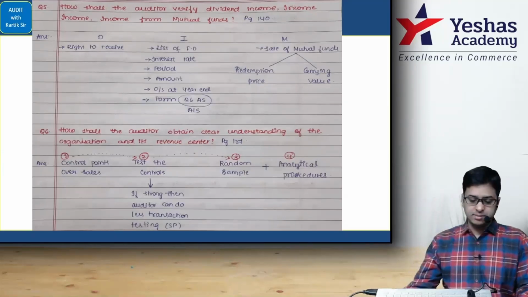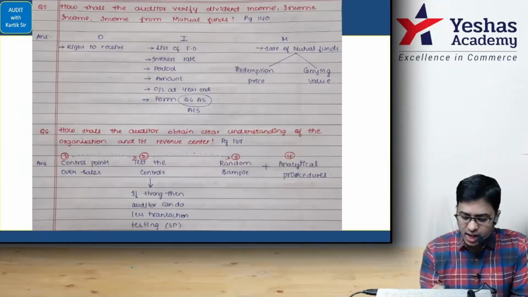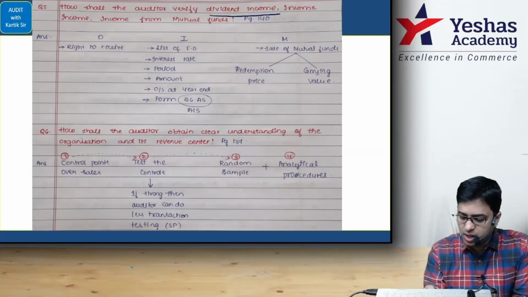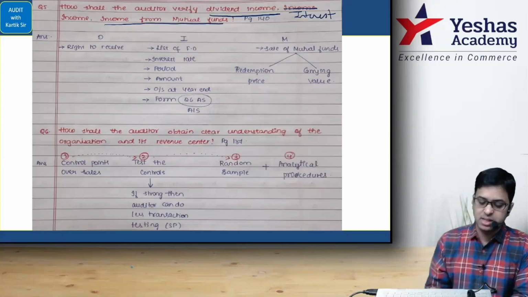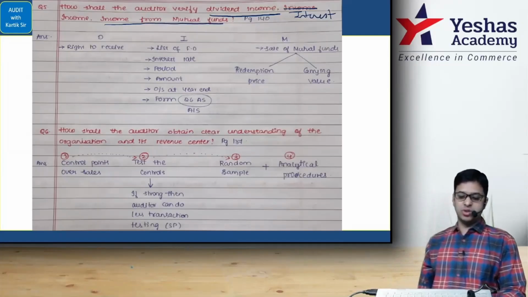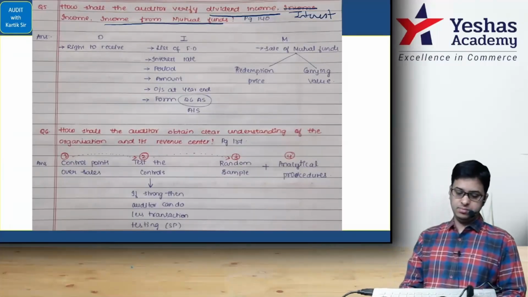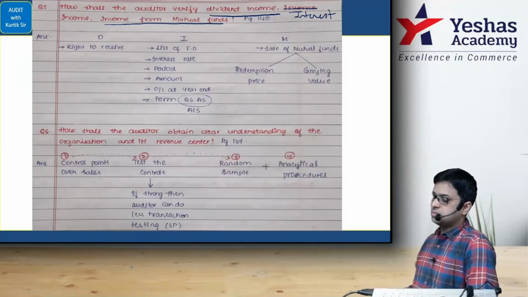Okay, let's do it. Everyone, please look here. Let's read. How shall the auditor verify? Underline the dividend income. Write the interest income. Dividend income, interest income, and then income from mutual funds. Write that please. How shall the auditor verify dividend income, interest income, income from mutual funds?